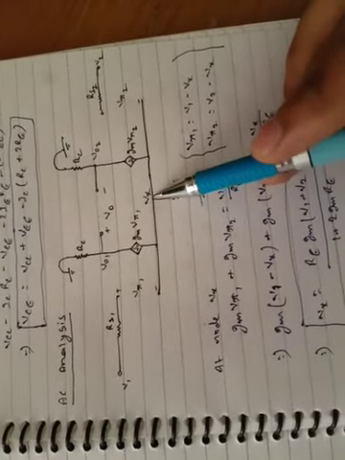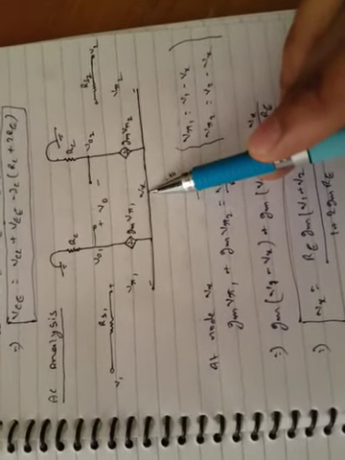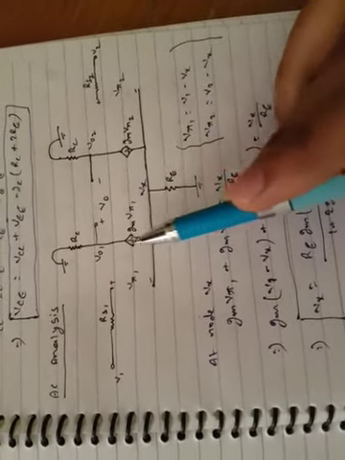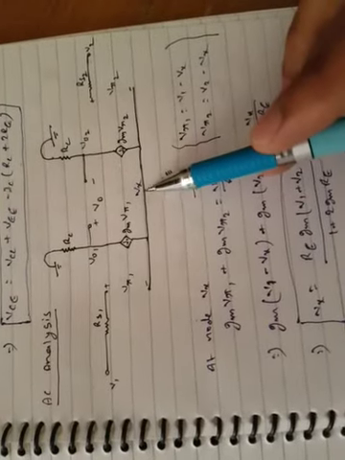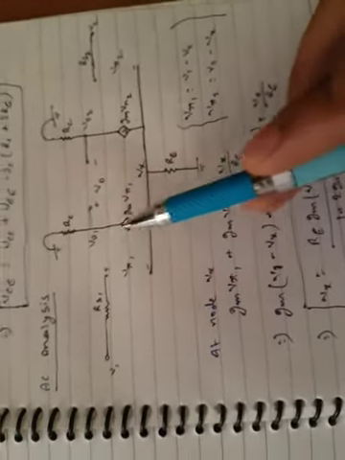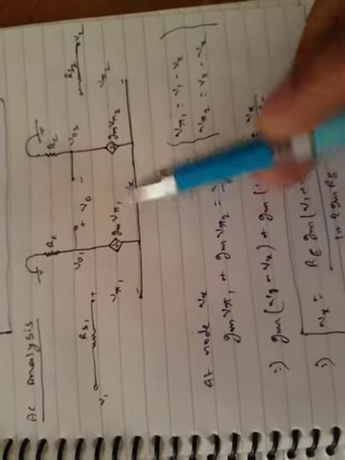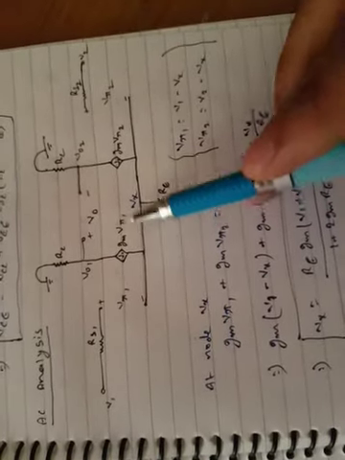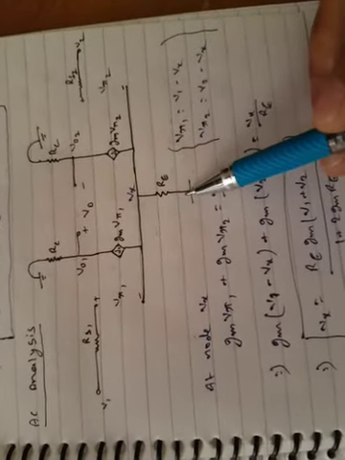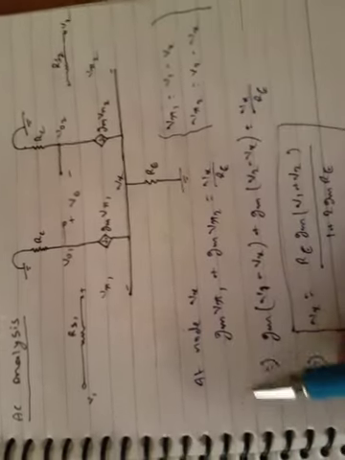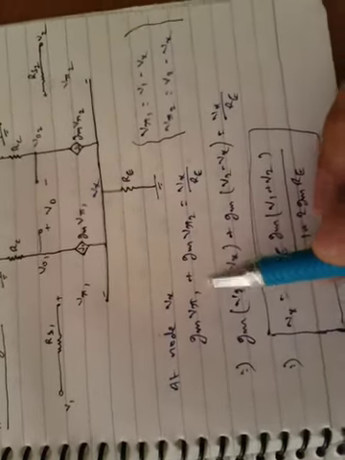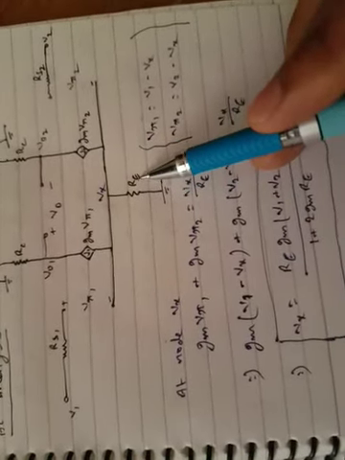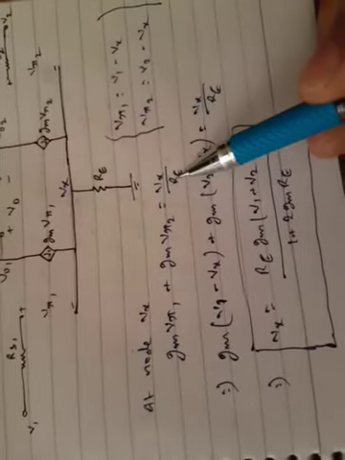At this node Vx, we write the KCL equation. The KCL equation is nothing but the sum of all currents at this node equal to 0. Here one incoming current is gm V pi 1 and another incoming current is gm V pi 2. So the incoming current equals the outgoing current, according to KCL. So gm V pi 1 plus gm V pi 2 equals Vx minus 0 by Ra, which is nothing but Vx by Ra.